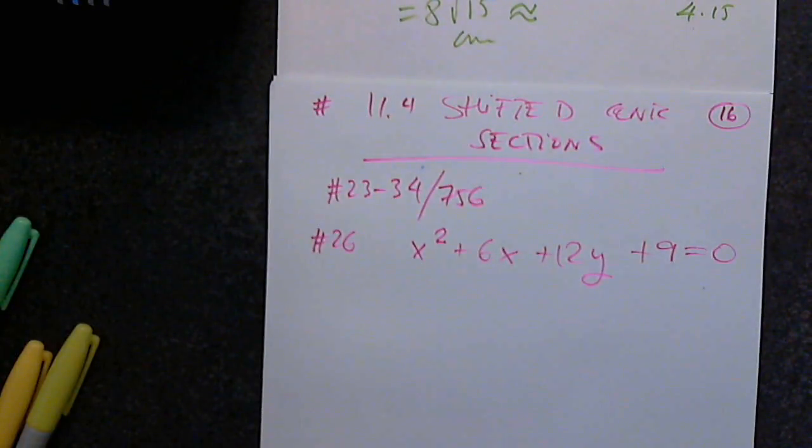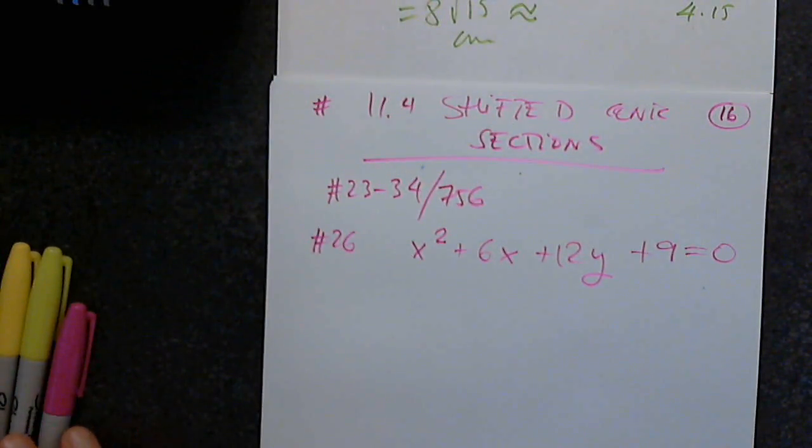Can anyone give us an idea of what, before we even work on this, what could it be? It only has x squared. It does not have y squared. And if it doesn't have y squared, it cannot be an ellipse, and it cannot be a hyperbola. So what can it be? A parabola. Okay? It cannot be a circle for the same reason. It doesn't have y squared.